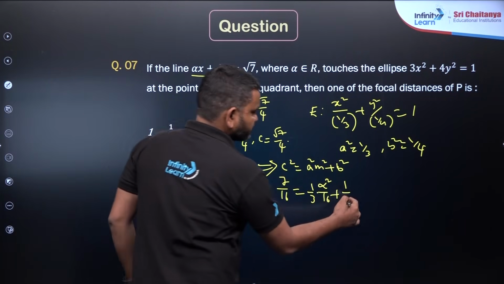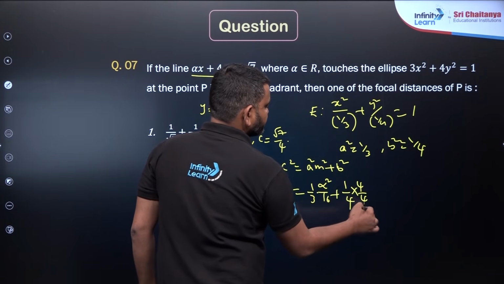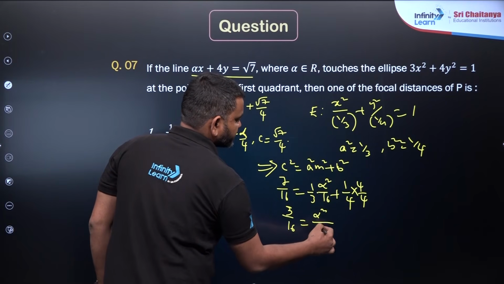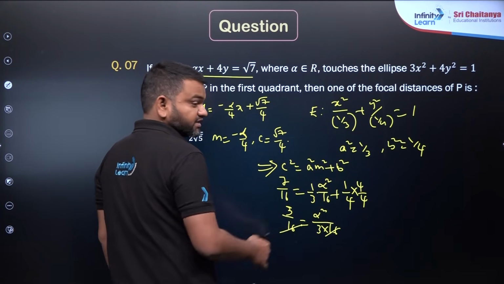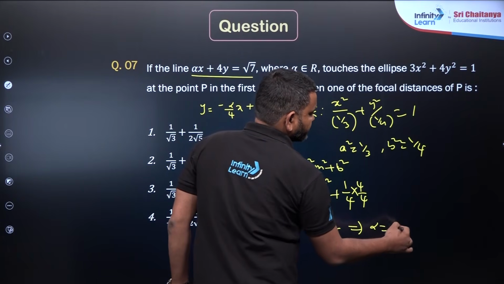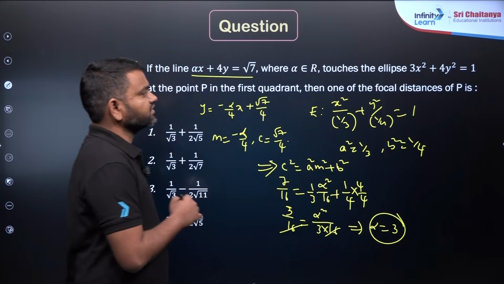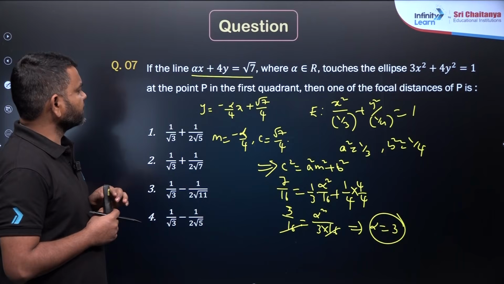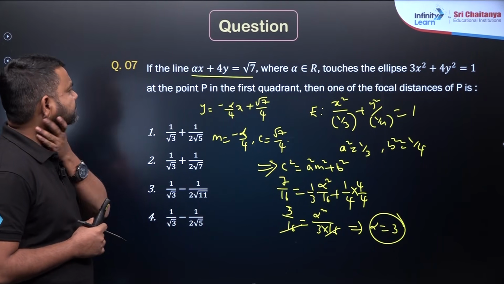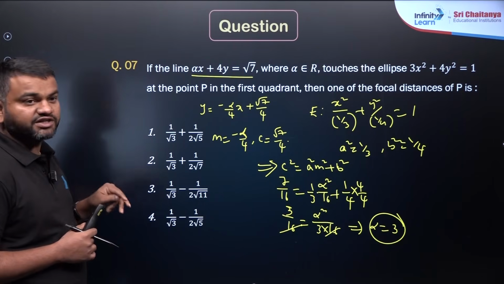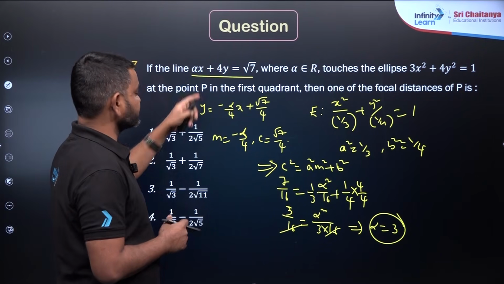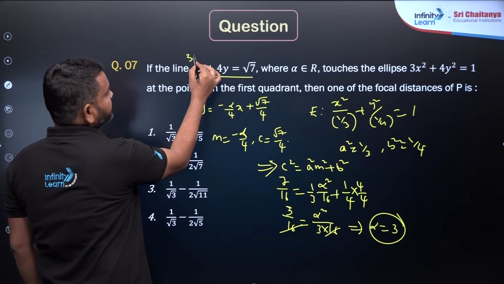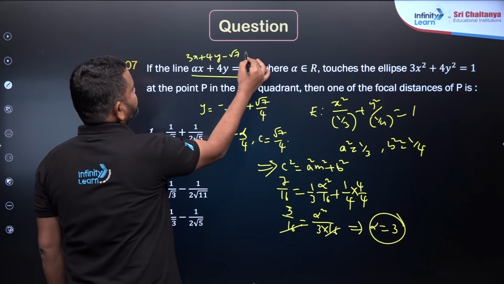So when b square is 1 by 4, just multiply 4 and 4 here. Coming into the left side, 7 minus 4 is 3 by 16 is equals to alpha square by 3 into 16. So 16 and 16 is getting cancelled. So alpha value you are going to get it as 3 or minus 3. We are going to consider the positive value here. Alpha value is 3. Now when alpha value is 3, then they are saying that at the point P, so point of contact is P here. Now this is the given equation, right? Alpha is equals to 3. So this equation is going to be 3x plus 4y minus root 7 is equals to 0.